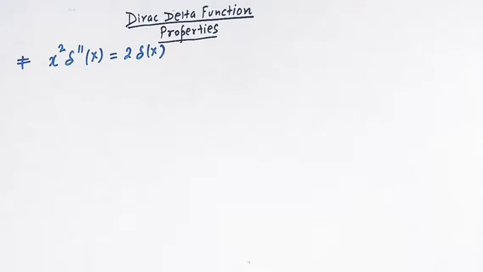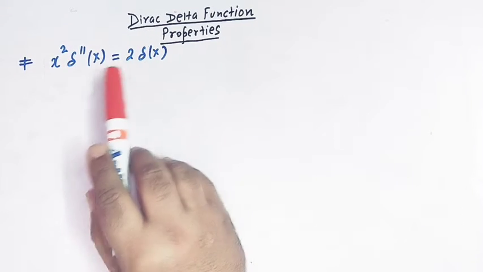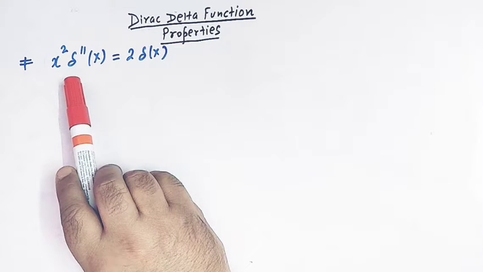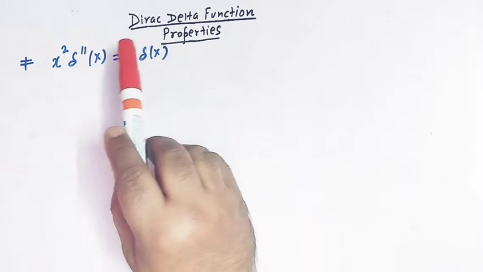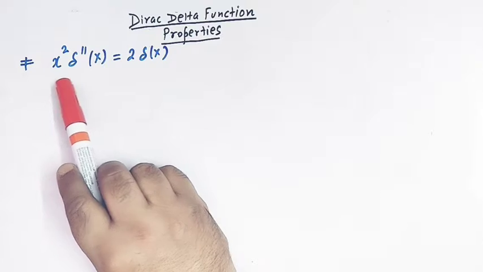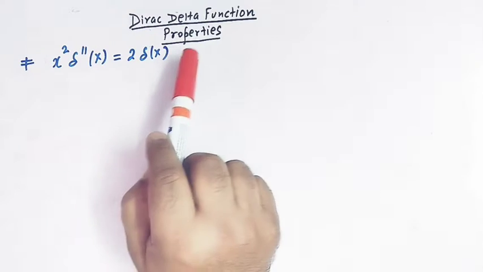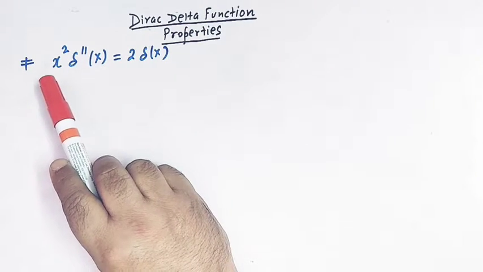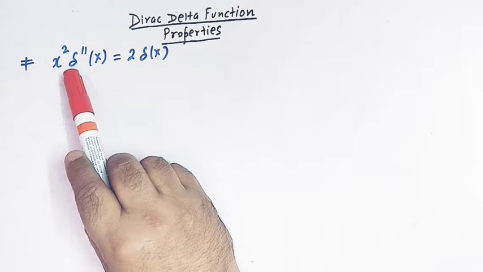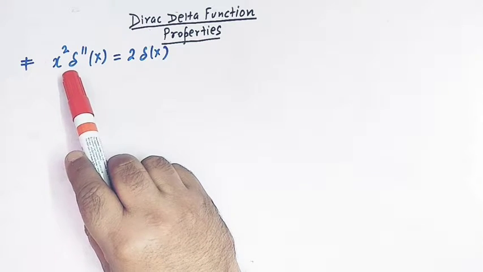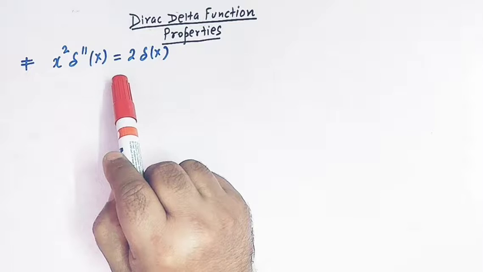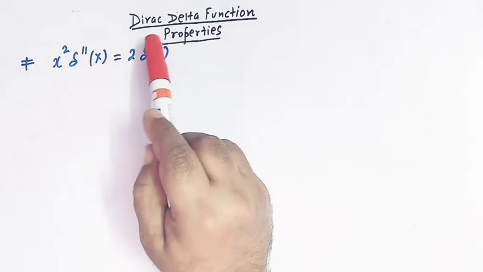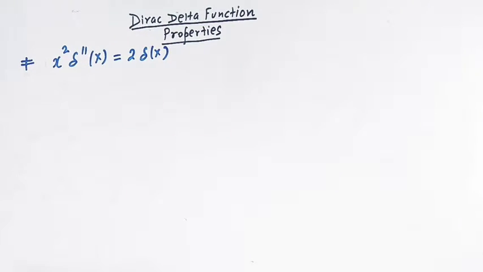Hello viewers, in today's class we are going to discuss one important property connecting the Dirac delta function with its derivative. In this lecture we'll prove this important property of the Dirac delta function, that is x² times the second derivative of the Dirac delta function is equal to 2 times the Dirac delta function itself.